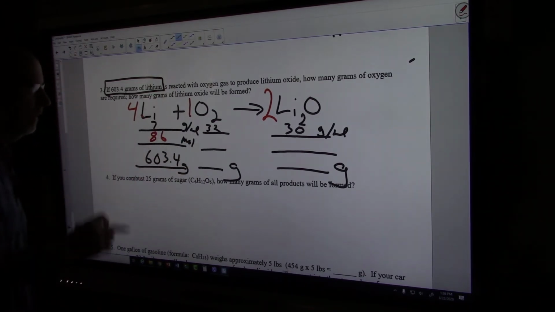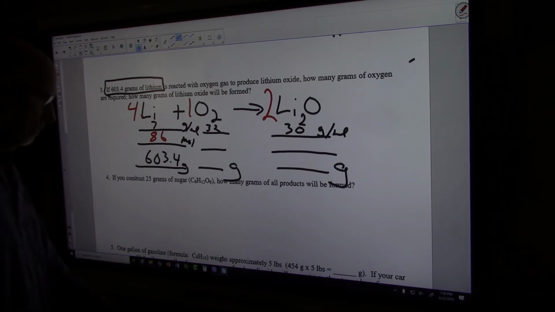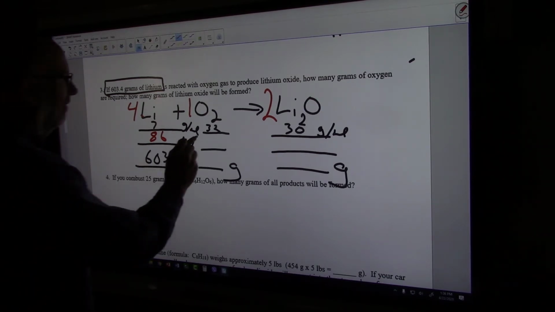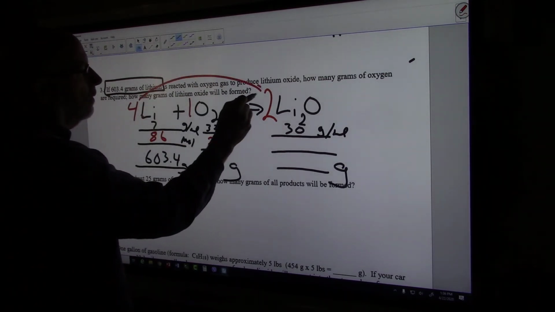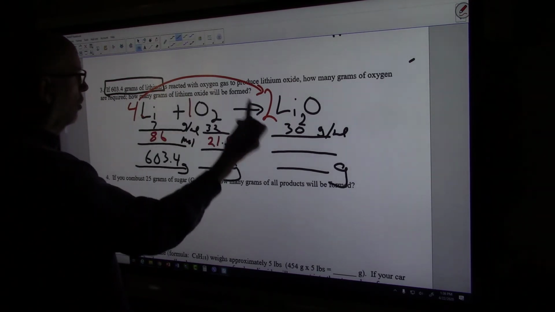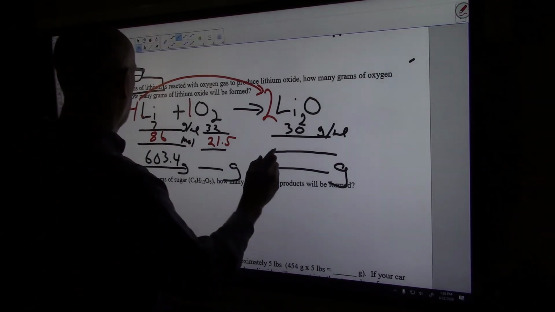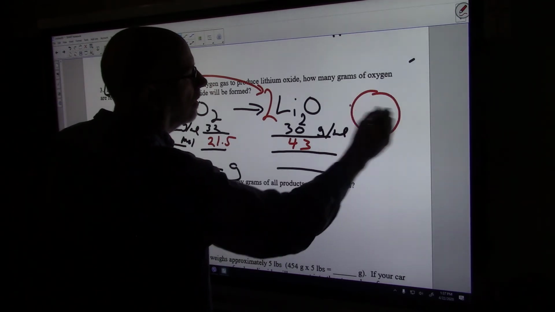So 86 divided by 4 is 21.5 moles. And how many moles here? 4 is to 2, that's half as much. 2 is half as much as 4. So 4 is to 2 as 86 is to, half of 86, which is 43.